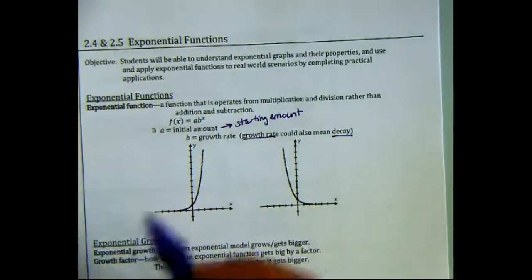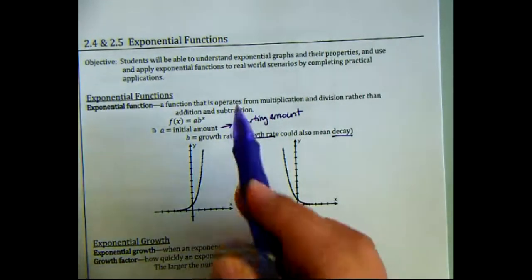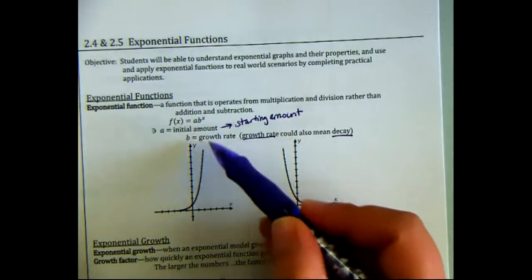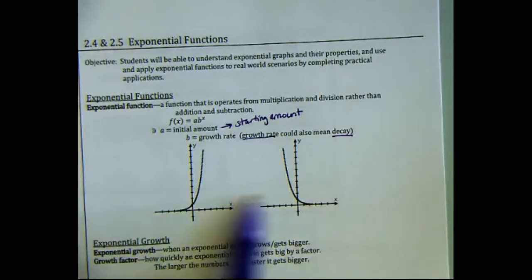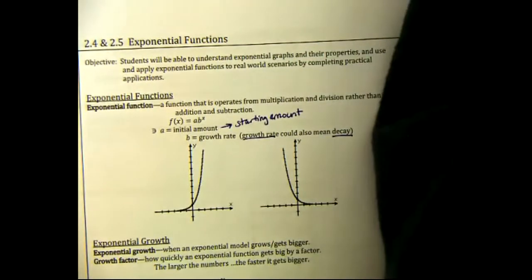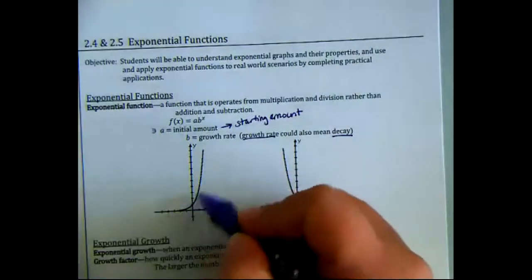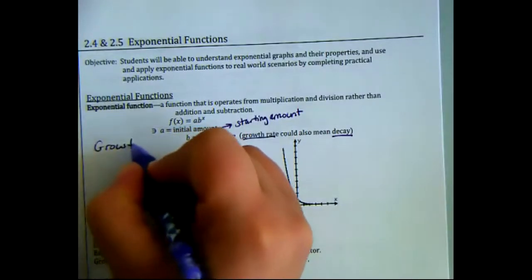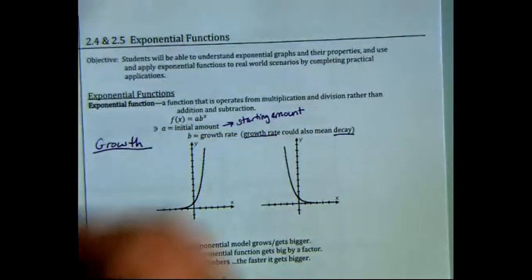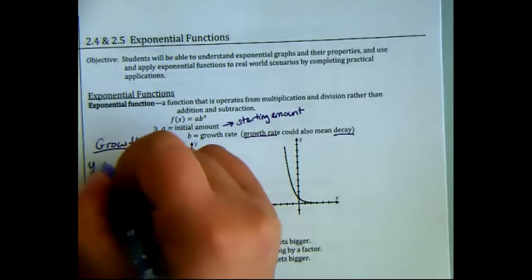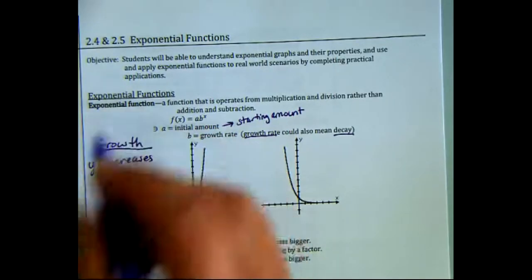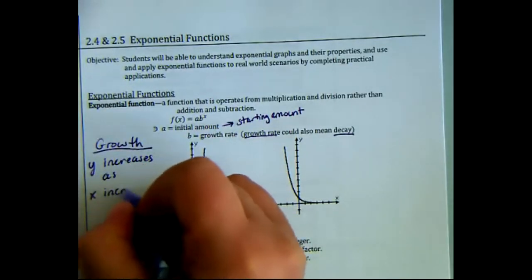So this side here, you're looking from left to right, and you're seeing that our function is growing in the y direction, okay, as x goes toward the right. So as our function is growing in the right direction there, this is known as the growth function. Okay, so this side we have our growth. That means the y increases as the x increases.